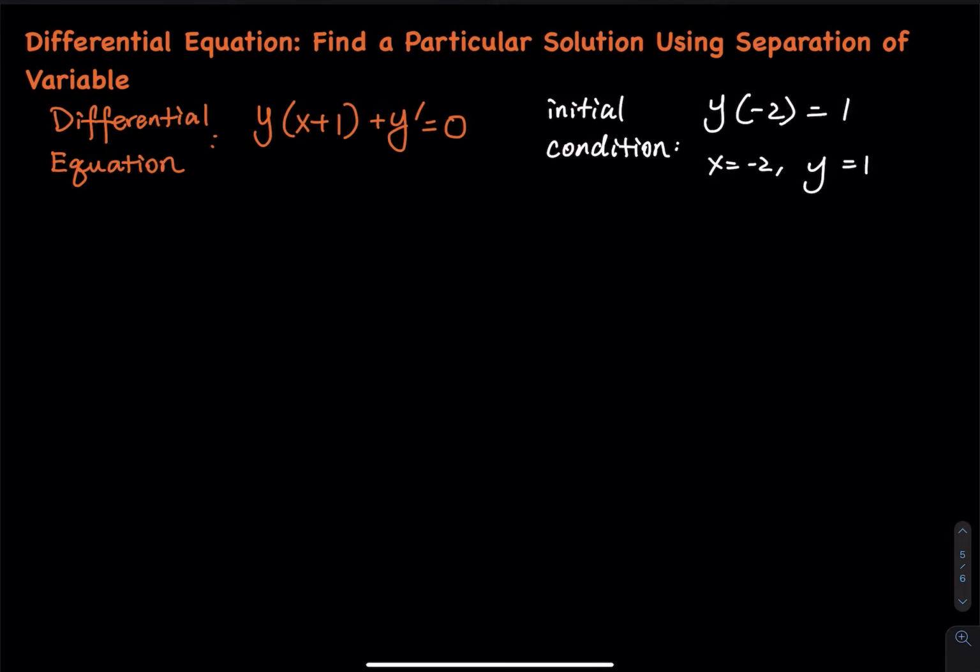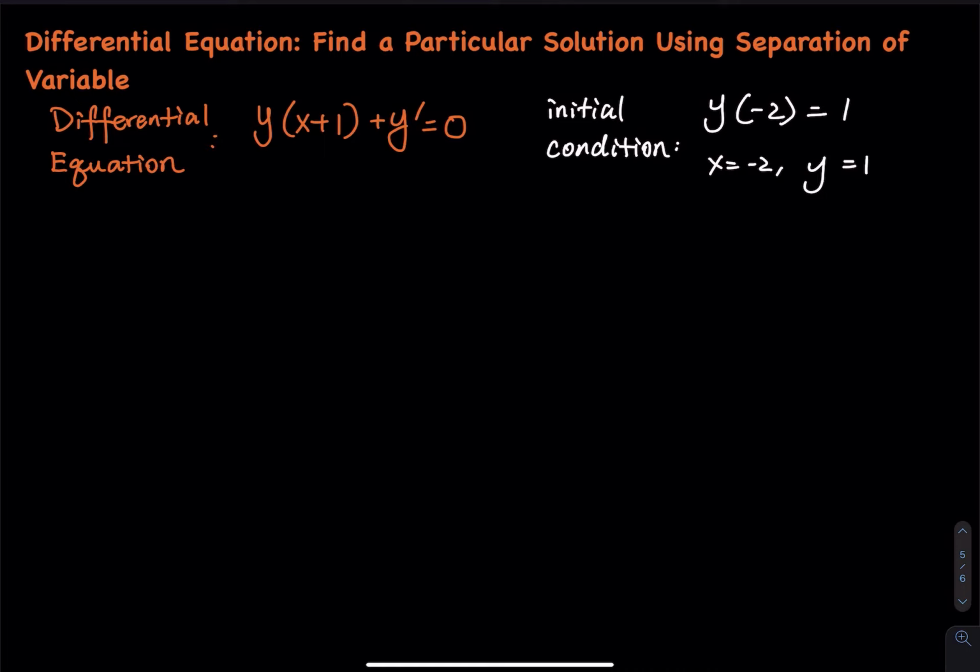In this video, I would like to show you how to find a particular solution using separation of variable. We have a differential equation. The first step is to find a general solution first. So general solution means there is a constant c in the solution, and then we will use the initial condition, plug in the x, plug in the y to solve for c, and then plug in the c back into the general solution to write the particular solution.